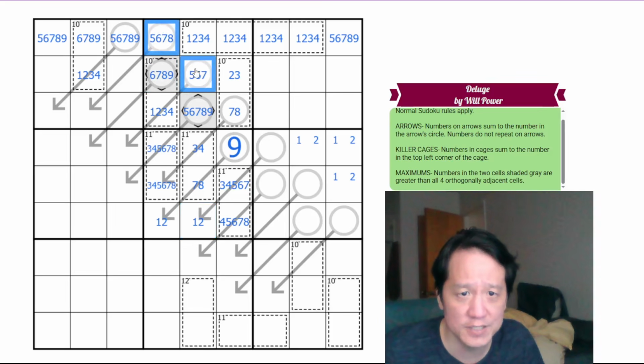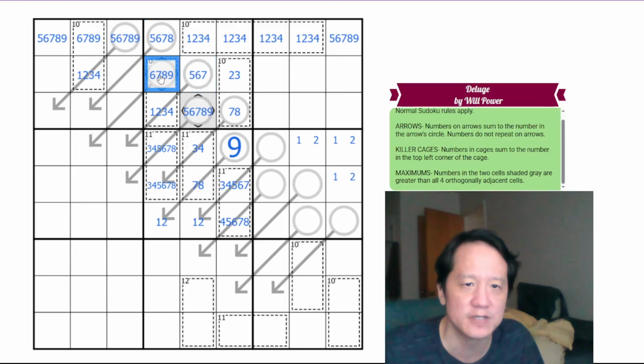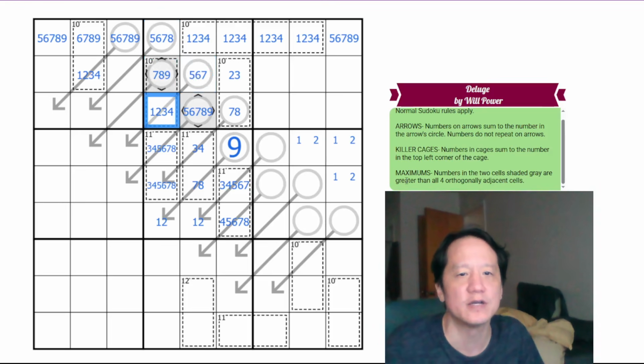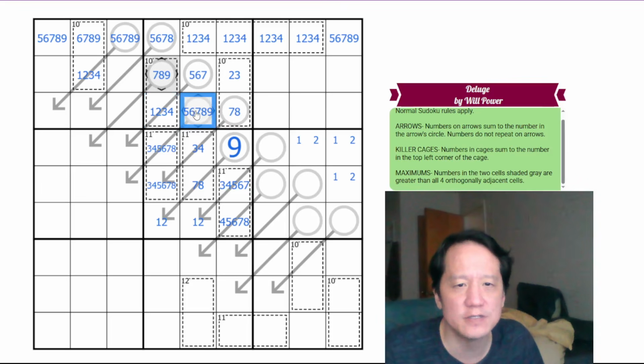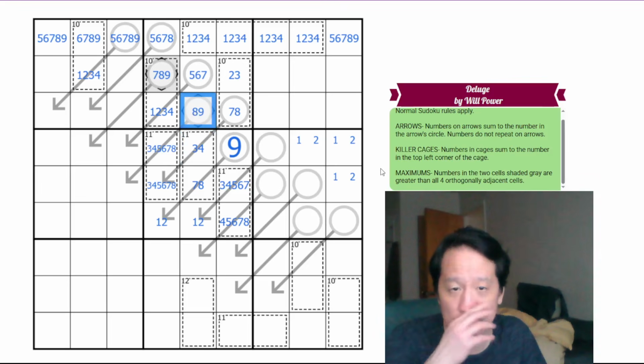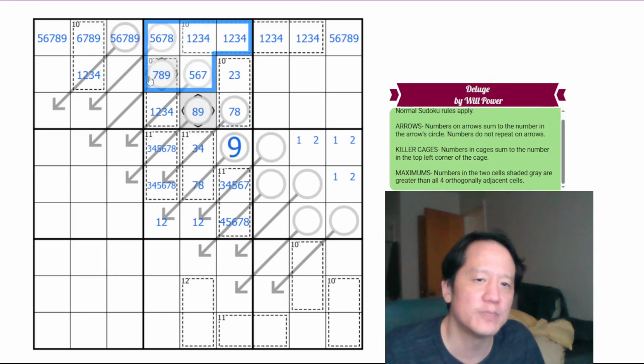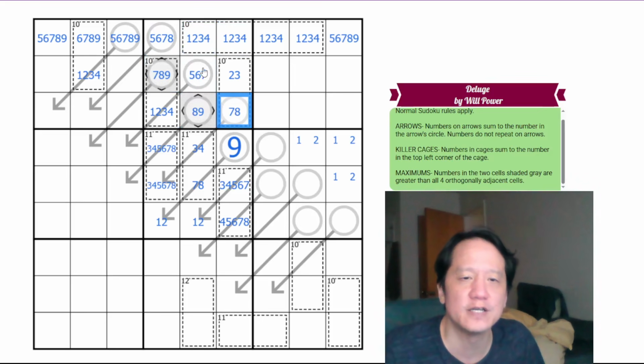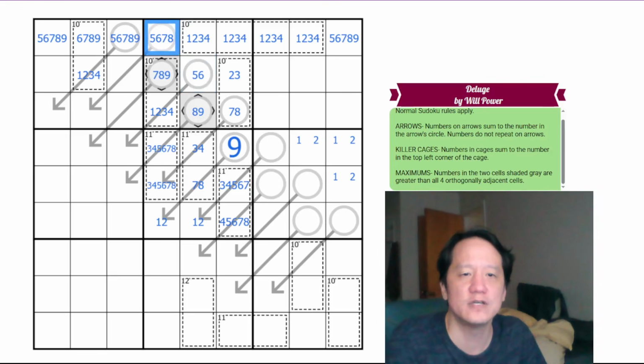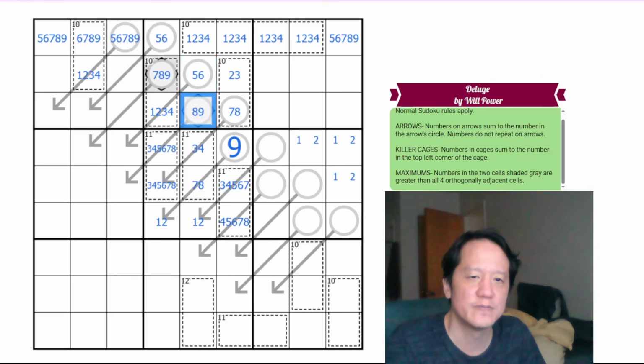This digit is greater than 2 of these digits, and this is at minimum 5 and 6, so this must be 7, 8, or 9. This is greater than at least 7, so this has to be 8 or 9. So we have a 7, 8, 9 triplet in this upper central box, which eliminates 7, 8, and 9 in the rest of the box. No 7 here, no 7 or 8 here, so this is 5 or 6.